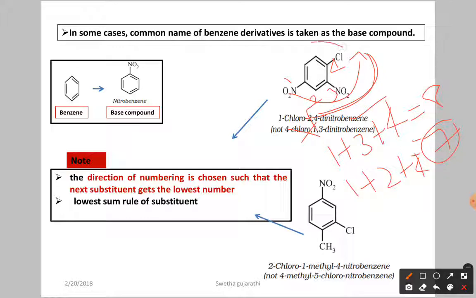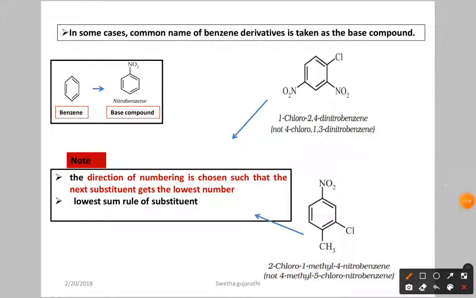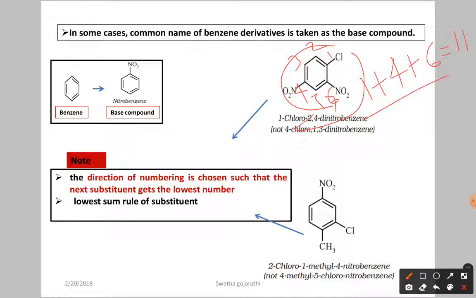Or you may ask, why can't we proceed like this? I will show that. If you start from here, what happens again? It will be more. For example, the first carbon, second, third, fourth, fifth, sixth: the first carbon has chlorine, then the fourth carbon, then the sixth carbon. Now how much do you get? 11. So what I want to convey is that you have to give the numbering in such a way that the sum of the substituents is less. If you move in this direction only, the sum will be less. You can work out these possible ways, and in them go for the lowest sum. So the nomenclature is 1-chloro-2,4-dinitrobenzene.